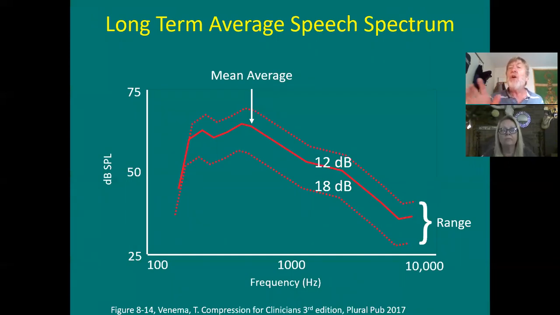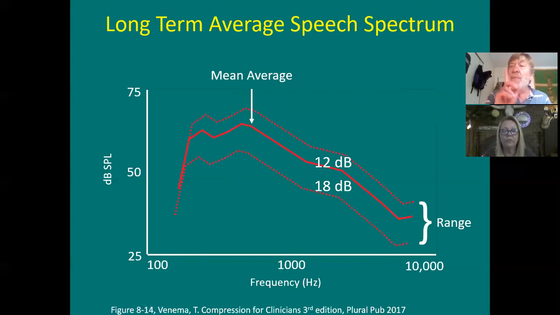Now we look at the long-term average speech spectrum and make sure we know what LTASS means. LTAS, long-term average speech spectrum. This is the average intensity of speech over frequency. So here you go, the mean average of vowels and consonants. Vowels are louder and lower in frequency, greater in intensity. And high frequency consonants are higher in frequency and softer in intensity.